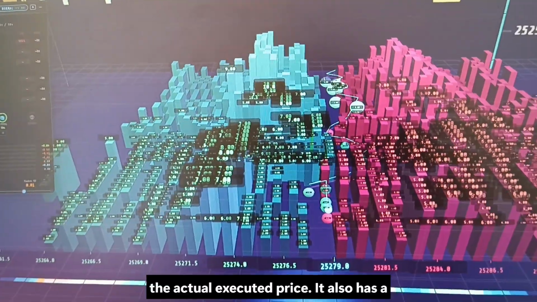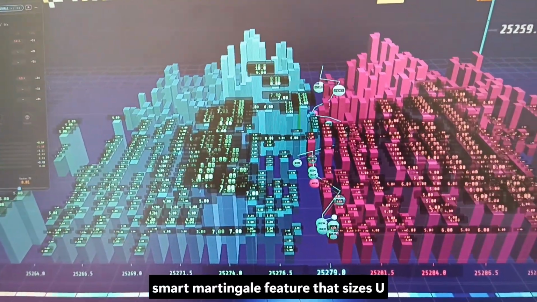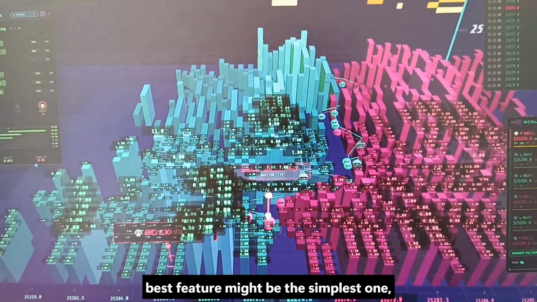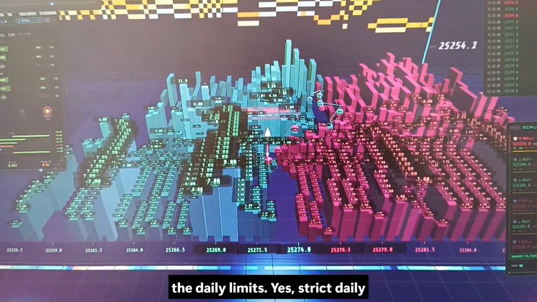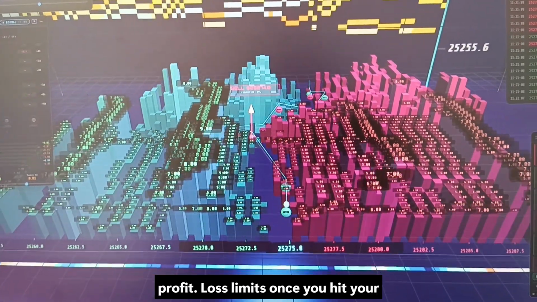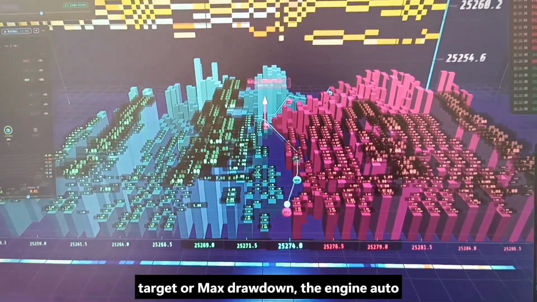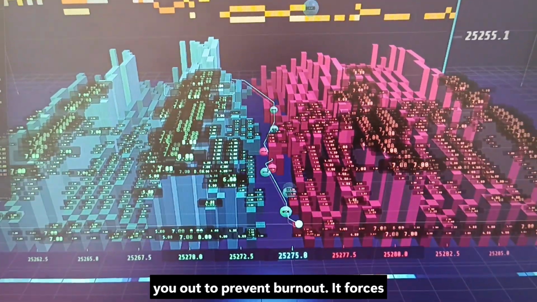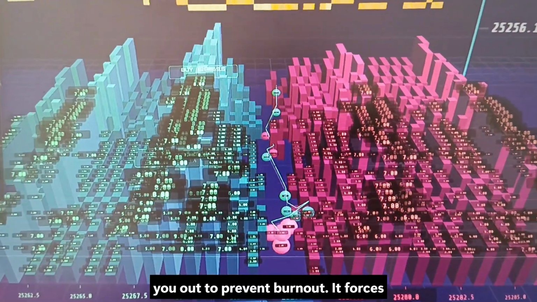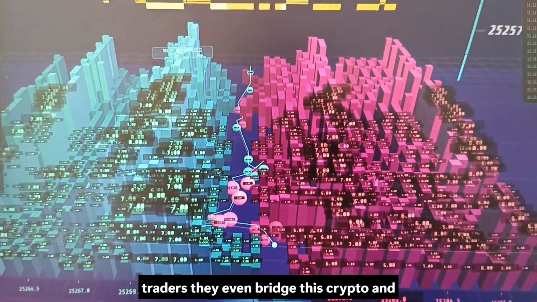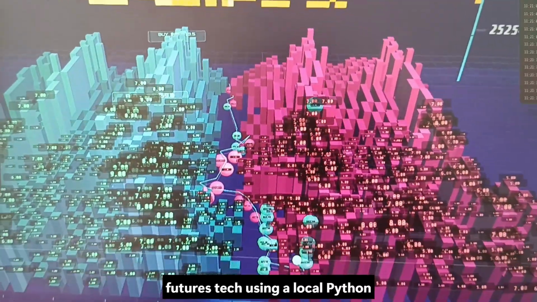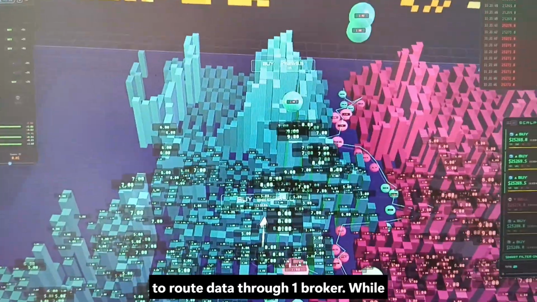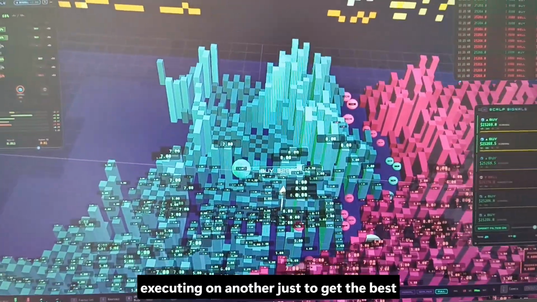It also has a smart martingale feature that sizes up after losses, and a reverse mode for trading contrary to retail flow. But the best feature might be the simplest one. The daily limits. Yes, strict daily profit and loss limits. Once you hit your target or max drawdown, the engine auto-flats your positions and just locks you out to prevent burnout. It forces discipline. And for traditional finance traders, they even bridge this crypto and futures tech using a local Python WebSocket, a dual MT5 bridge, allowing you to route data through one broker while executing on another just to get the best pricing.